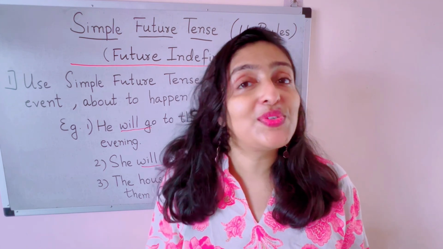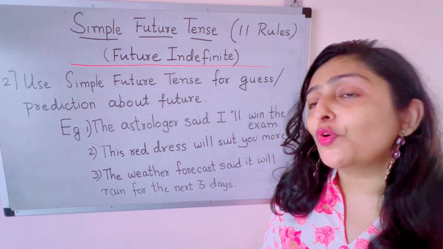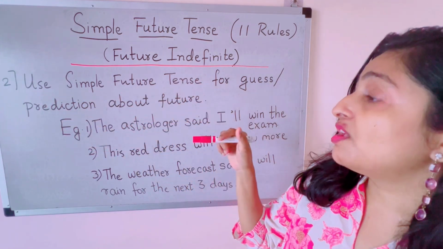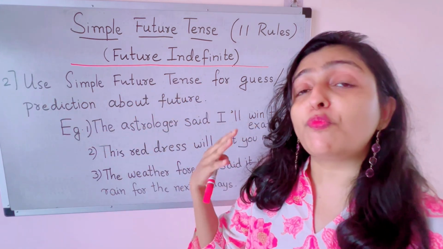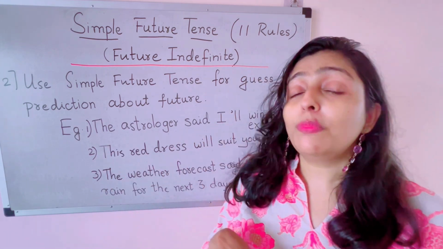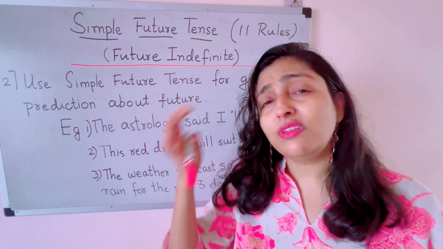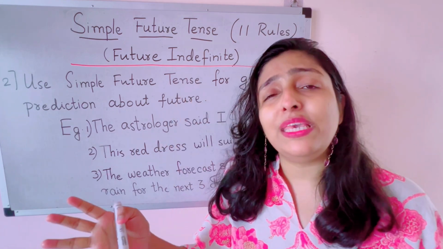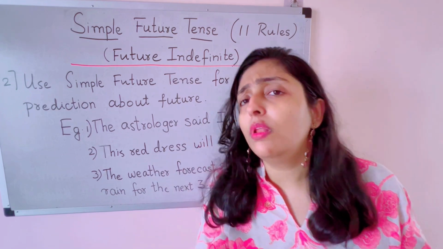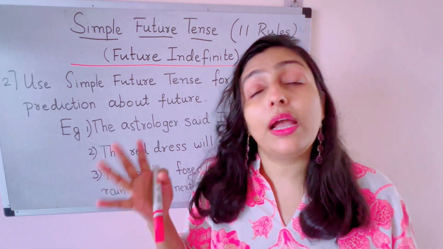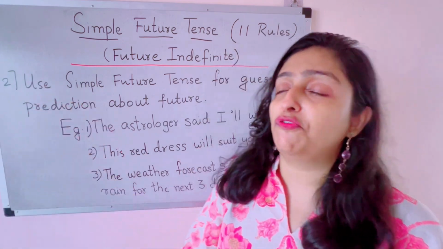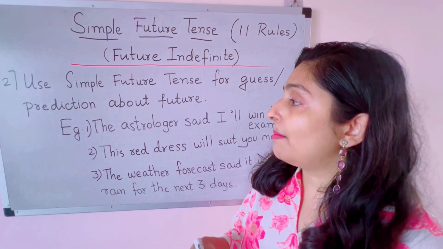Moving on to the next rule. Moving on to rule number 2. Use simple future tense for guess or prediction about the future. Okay. What do you mean by guess or prediction? Most probably it will happen. Okay. It can happen. It's highly possible, highly probable, high probability that it will happen in the coming future. Let's look at the examples.